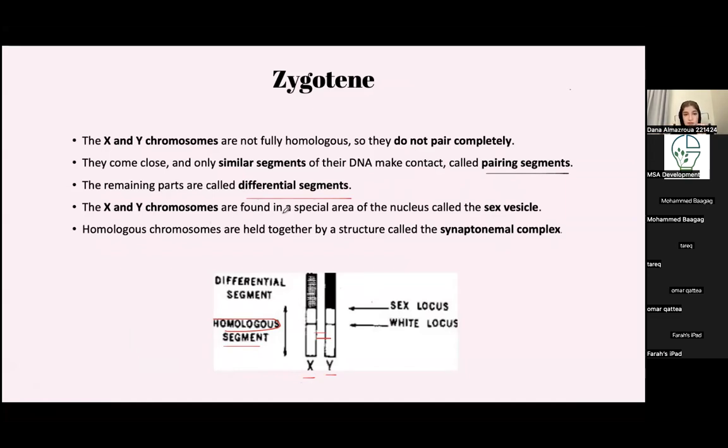So the X and Y chromosomes are found in a special area of the nucleus called the sex vesicle. This is nothing really significant, except it keeps them close to each other. Now the homologous chromosomes, this applies to both autosomal and X and Y chromosomes.